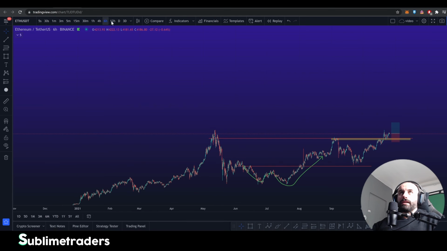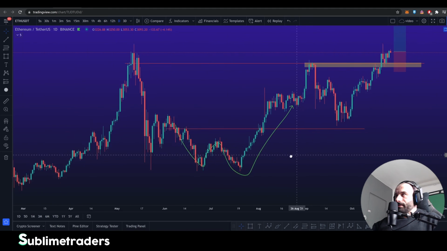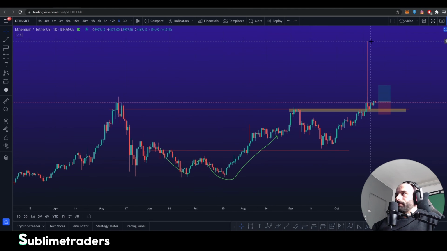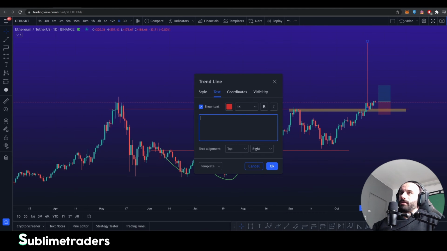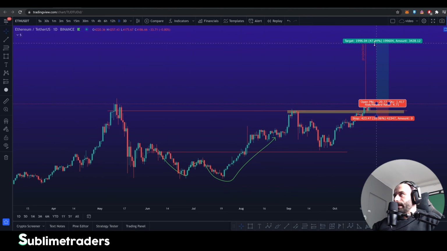So first of all, I need to go back on the daily. I'm going to reset the chart. And let's see, this one looks like a good resistance, good point that we can anchor our projection on. The break happened here. So this would be a projection for Ethereum.